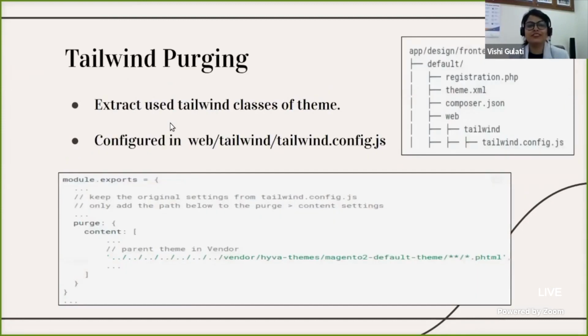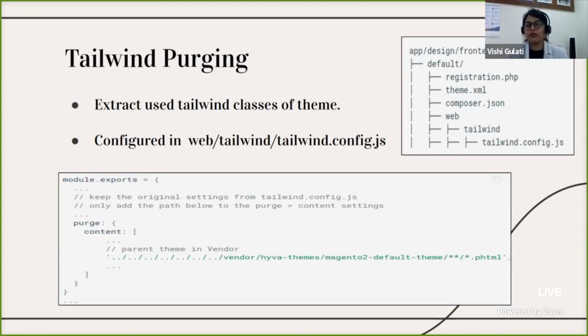Let's see Tailwind purging. We have heard many times, Tailwind purging, do this. So what is Tailwind purging? What does it actually do? Since I have already mentioned that Tailwind CSS is around 2400 KB, and it contains a lot of classes. But are we actually using all the classes? Just think about it. When you are creating a theme, you need only two or three colors, but Tailwind CSS contains a lot of colors. Are we going to use those?